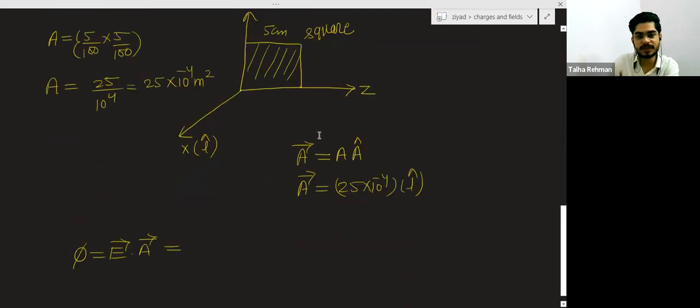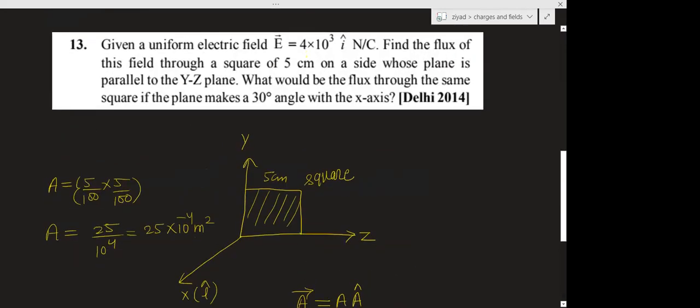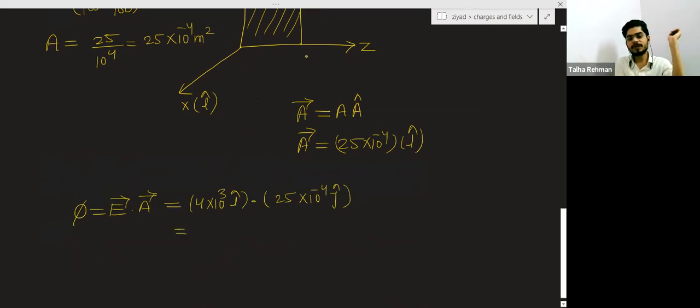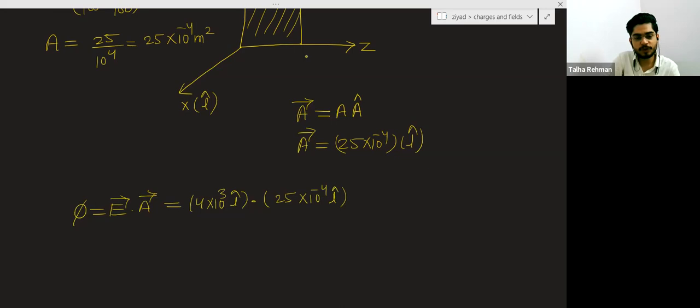So the electric field you can see from here is 4 into 10 to the power 3 I cap, and the dot with 25 into 10 to the power minus 4 I cap. It is I cap again. So I have told you, if you want to multiply, here is I cap, here is I cap. When you multiply, meaning dot, you take the dot of I cap with I cap.